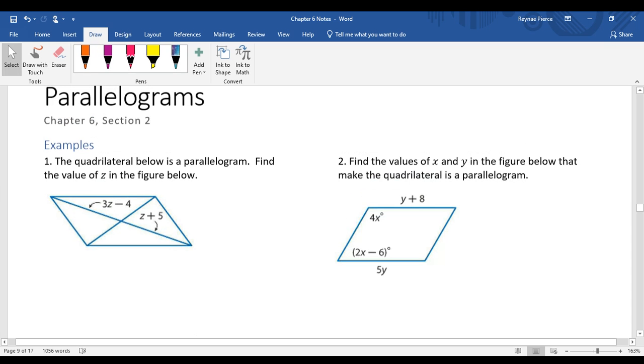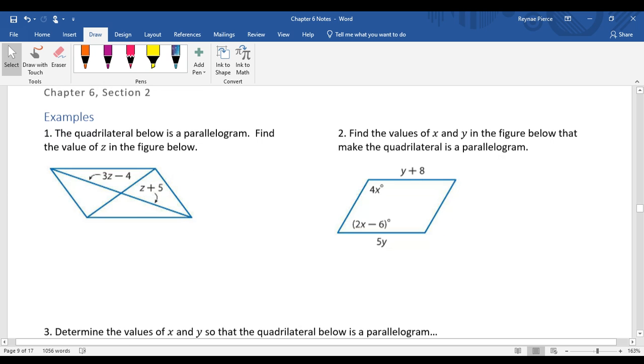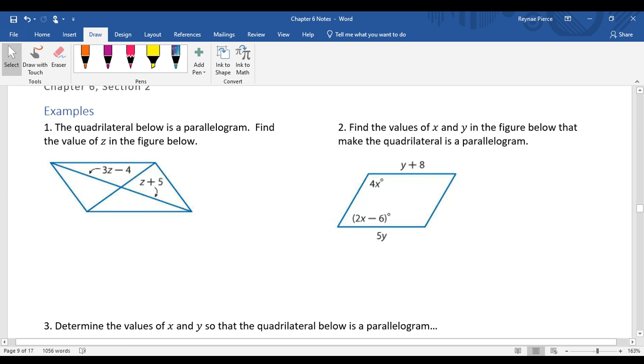All right, now for the next several days, we are going to work on using these properties that we just talked about to help us find missing side lengths or missing angle measures or even just the value of a variable, okay? So as I go through these, I will kind of talk you through which properties I'm using and what to do with that information, okay?